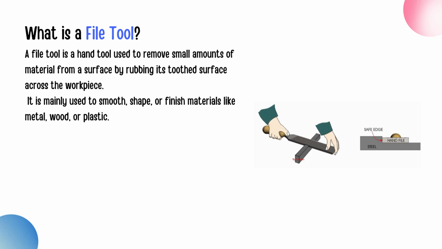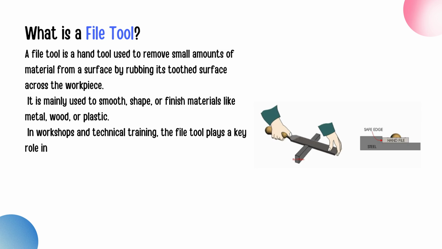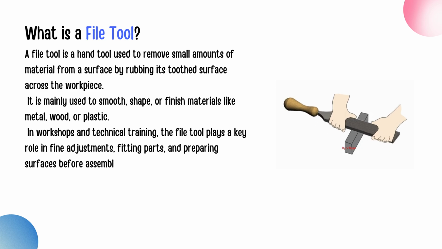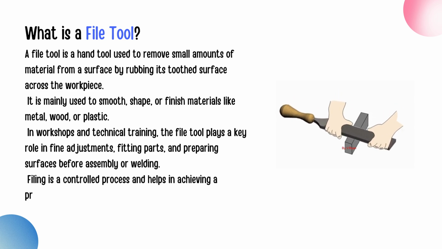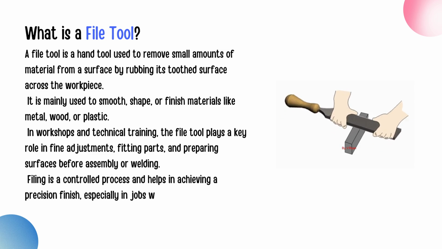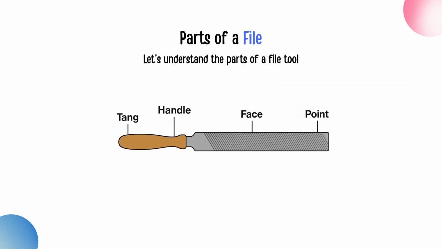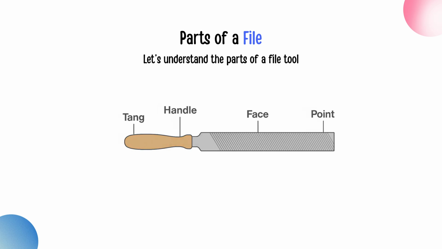In workshops and technical training, the file tool plays a key role in fine adjustments, fitting parts, and preparing surfaces before assembly or welding. Filing is a controlled process and helps in achieving a precision finish, especially in jobs where machine tools cannot reach. Now let's take a closer look at the main parts of a file tool. Each part has a specific function that contributes to how the tool is used effectively and safely.